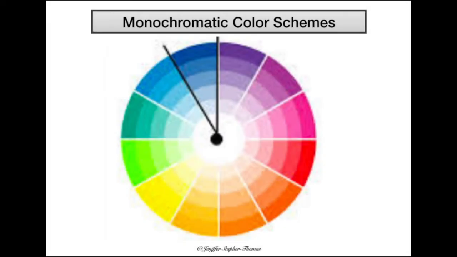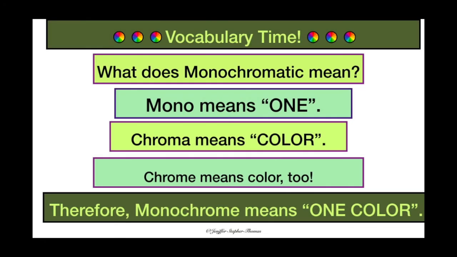See that pie shape of the kind of navy blue? It's actually blue-violet. Those are all monochromatic colors. They're the same hue, but they are different tints, tones, and shades. It's vocabulary time again. What does monochromatic mean? Mono means one. Chroma means color. Chrome means color too. Therefore, monochrome means one color. Monochromatic means one color.